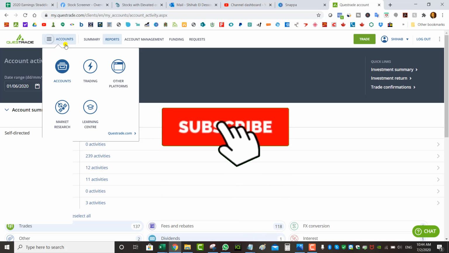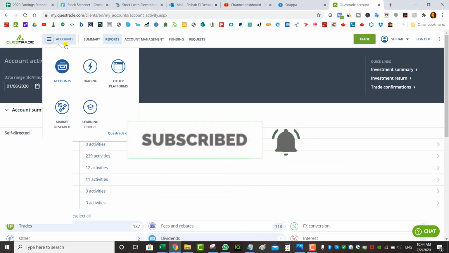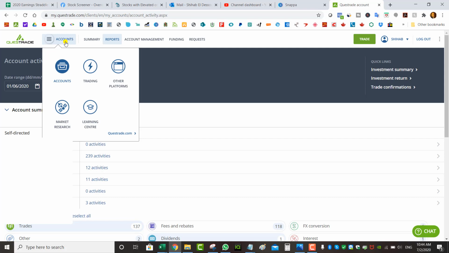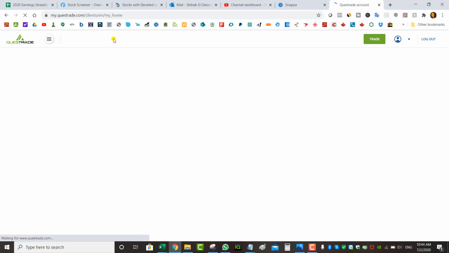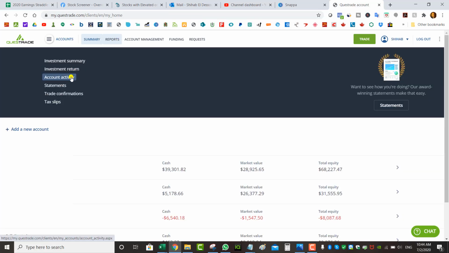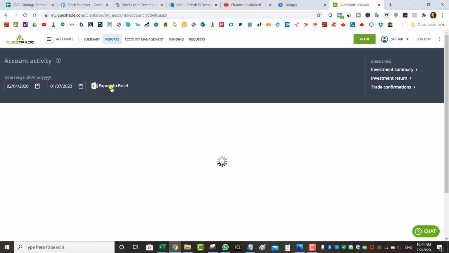So this is my June income report from my Questrade account. I usually download the account activity from Questrade under accounts. So I go under accounts and then I go to reports, then reports account activity, and then I choose my date range and then export to Excel.